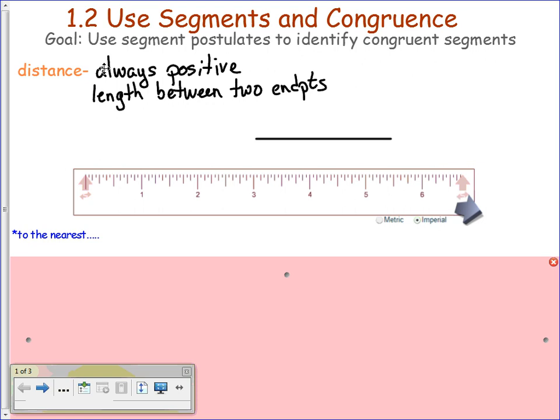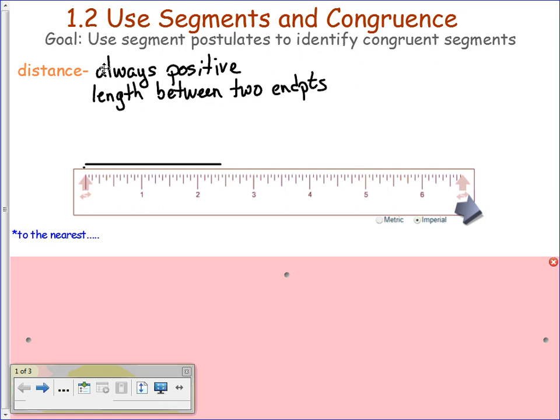So one of the things is using a ruler, the tool we use for measuring a segment. So we have this segment, for example. And if we are measuring it, we want to line up with the 0 right there. We want to measure with 0.